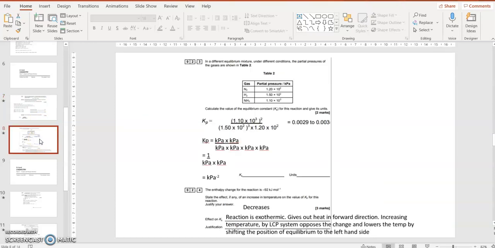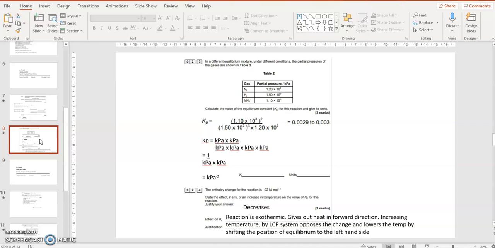Given a completely different set of data now, and you're just asked to plug it in. Plug the numbers in, and it gives you 0.0029. They allow you up to 0.003. Not sure why. Usually they give you a range of marks as a possible answer when you have to read from a graph or something like that. I don't know why they've given you a range this time.